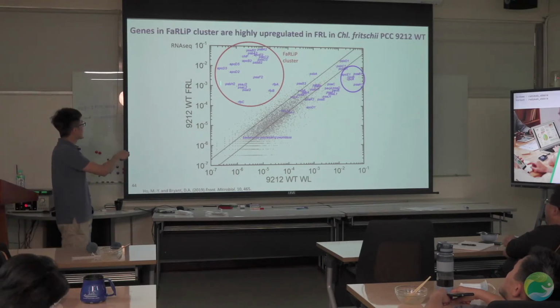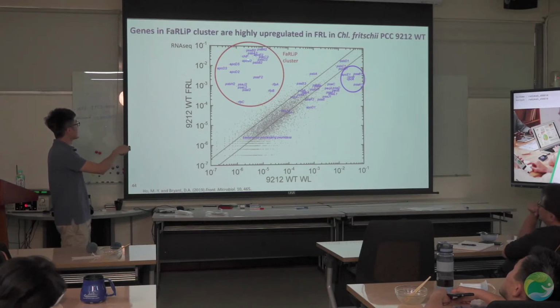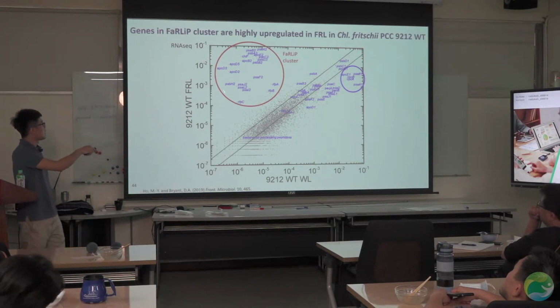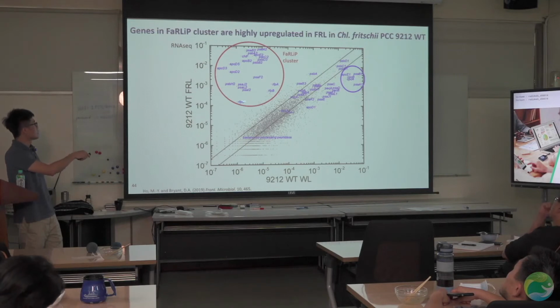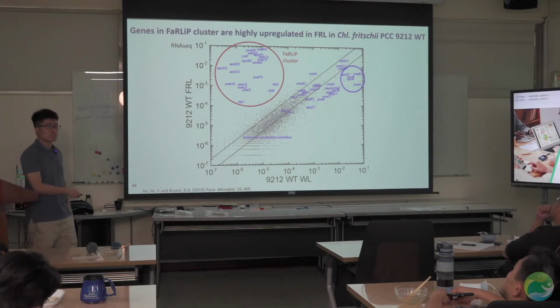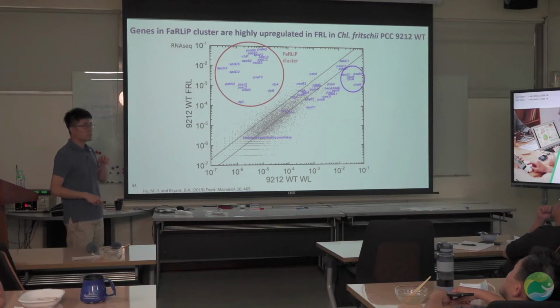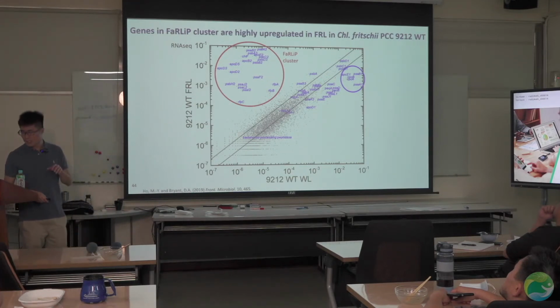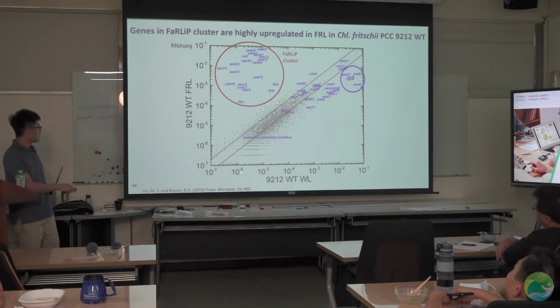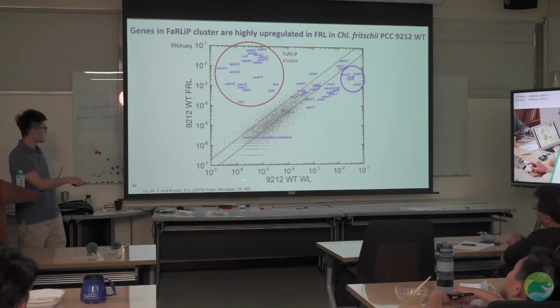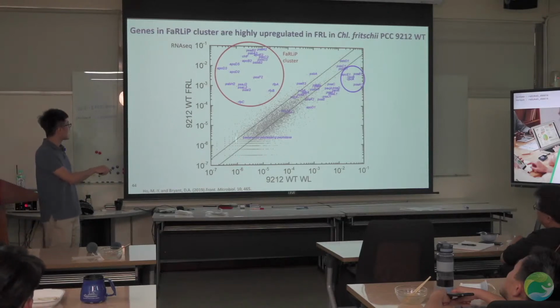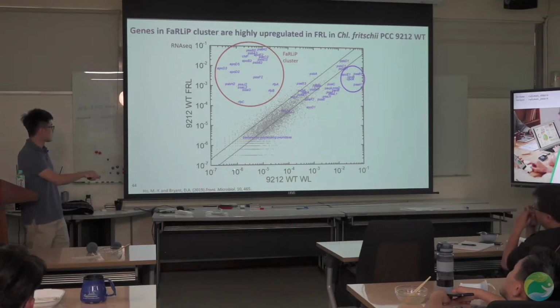It's very, very clean. You don't see other genes induced to such a high fold compared to the genes in the gene cluster. So the regulation is very specific and highly controlled, and the level change is very high. You can see there is around a 10,000-fold difference between the levels in white light and far-red light.